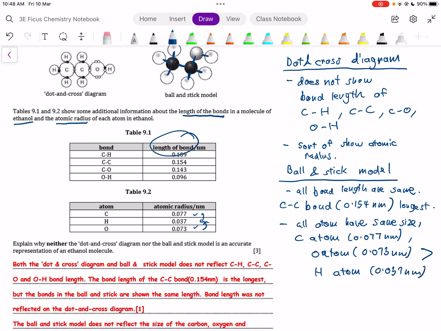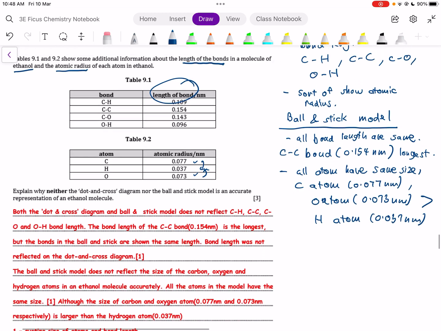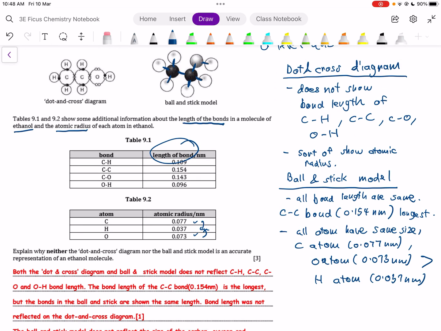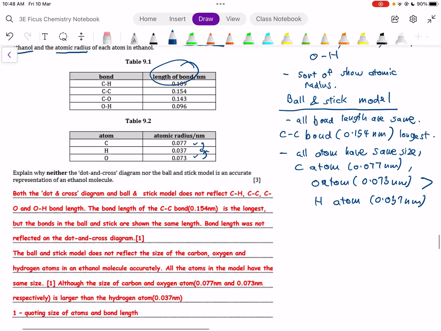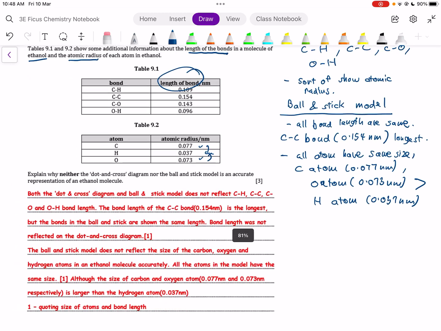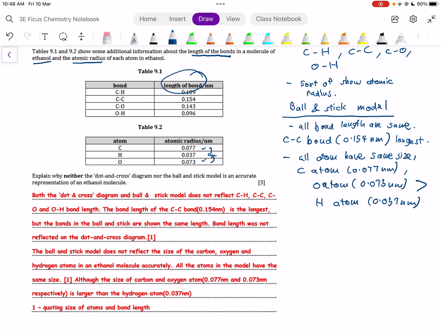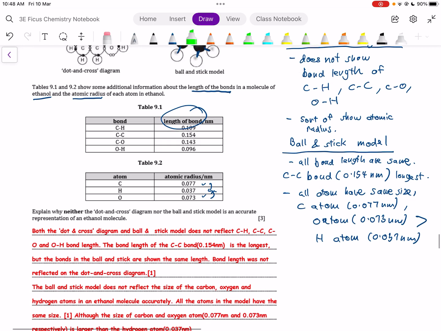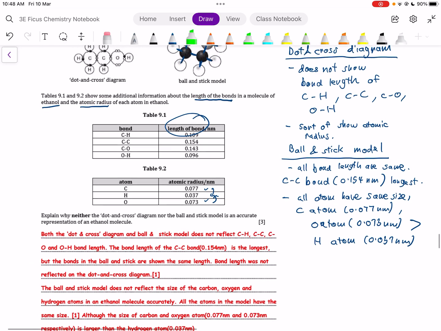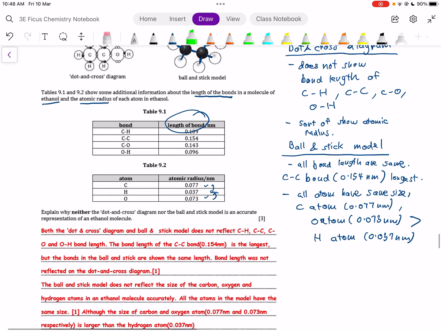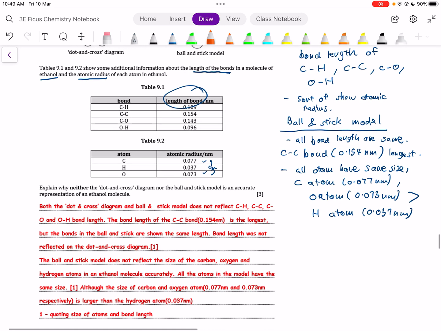Okay, so you can go by the model and do it, or on my side I will go by the data side. Either way is fine, so long as you cover the points. So for both the dot and cross and the ball and stick, it does not reflect the CC bond, the CH bond, the CO or the OH bond length.